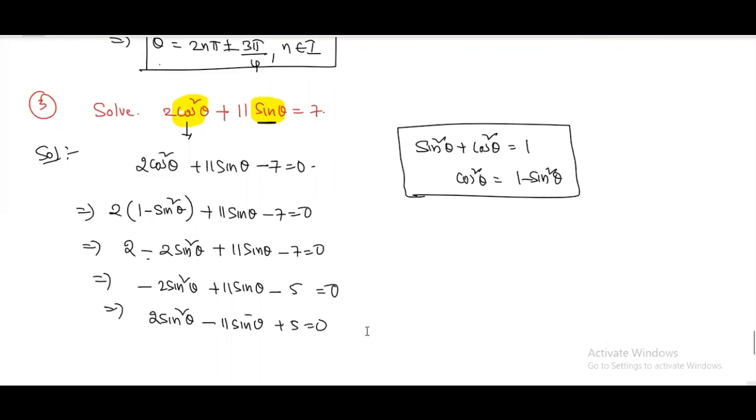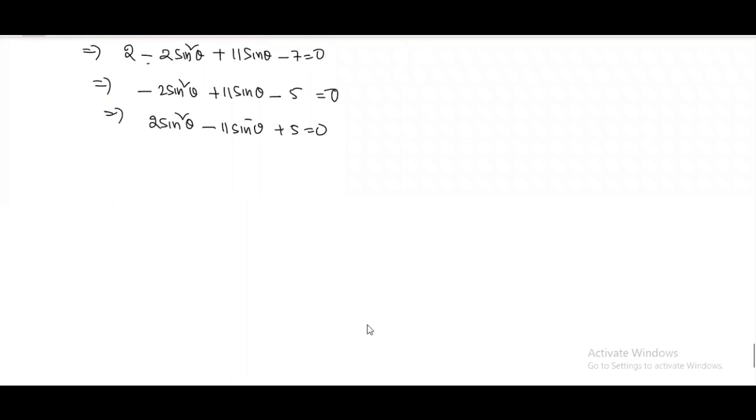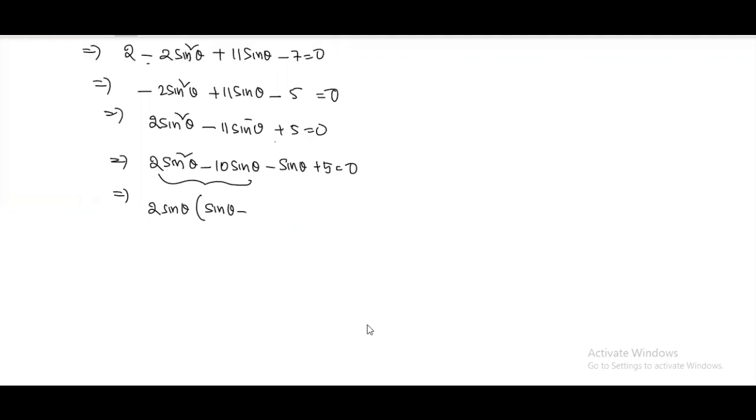So let's factorize this one. This is a quadratic equation in terms of sine. If we factorize this, 2 into 5 is 10 here, so I can write the middle term like minus 10 sin theta minus sin theta plus 5 is equal to 0. From these two, I can take 2 sin theta common. Left out in the first term is sin theta and in the second term is minus 5. From the next two terms, I can take minus 1 common, so I'll get again sin theta minus 5 is equal to 0. So from these two, I can take the common sin theta minus 5 into 2 sin theta minus 1 is equal to 0.